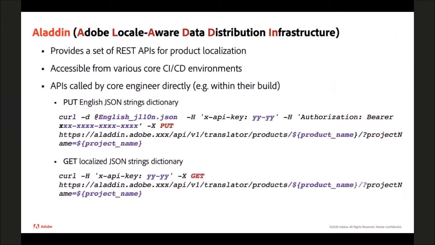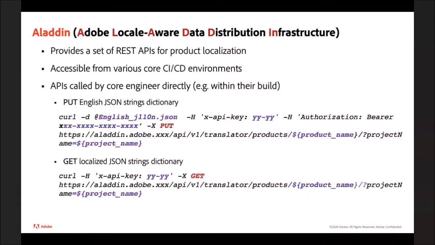Aladdin stands for Adobe Locale Aware Data Distribution Infrastructure, which provides a set of REST APIs for product localization. Because at Adobe, core engineering teams' CI/CD environments could be inside Adobe's network or on the public cloud, such as AWS, the Aladdin service needs to be accessible from various core team environments. Here I listed a couple of API examples: the core engineers can simply do a put API call to send the English strings in JSON format and do a get API call to get the related localization results, with the latest human translation and/or Adobe trained machine translation results. And they can do it uninterruptedly and easily within their daily workflow.